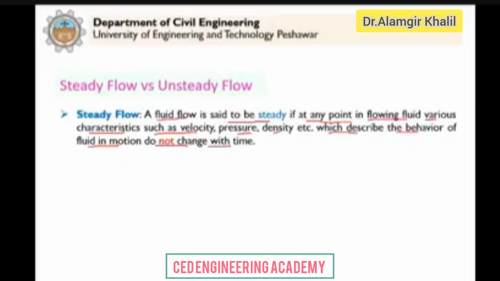When the fluid characteristics, for example velocity, pressure, density, discharge, etc., do not change with time, we say that it is steady flow. Remember, it has to do with time. If the flow characteristics do not change with time, we say that this is steady flow. So for steady flow, what we can write down is partial v by partial t equal to 0.